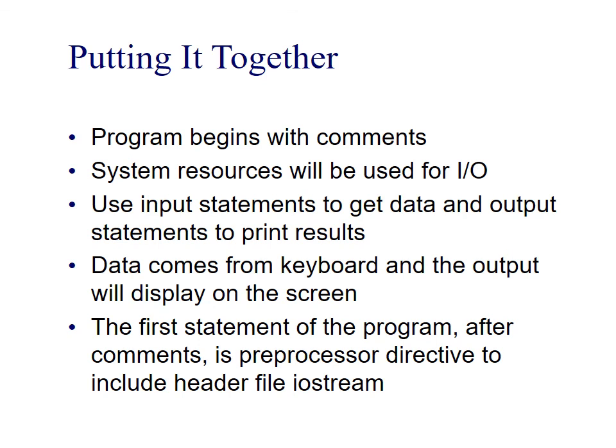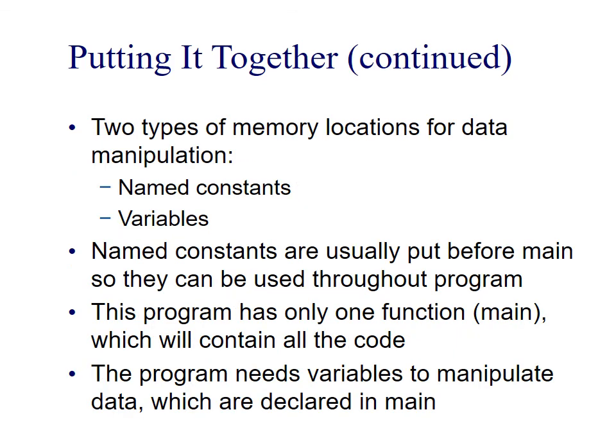The first statement of the program after the comment is the preprocessor directive. Putting it together, there are two types of memory locations for data: named constants and variables. Named constants are usually put before main. The program has only the main function to execute, and the program needs variables to manipulate, which are declared even inside main.